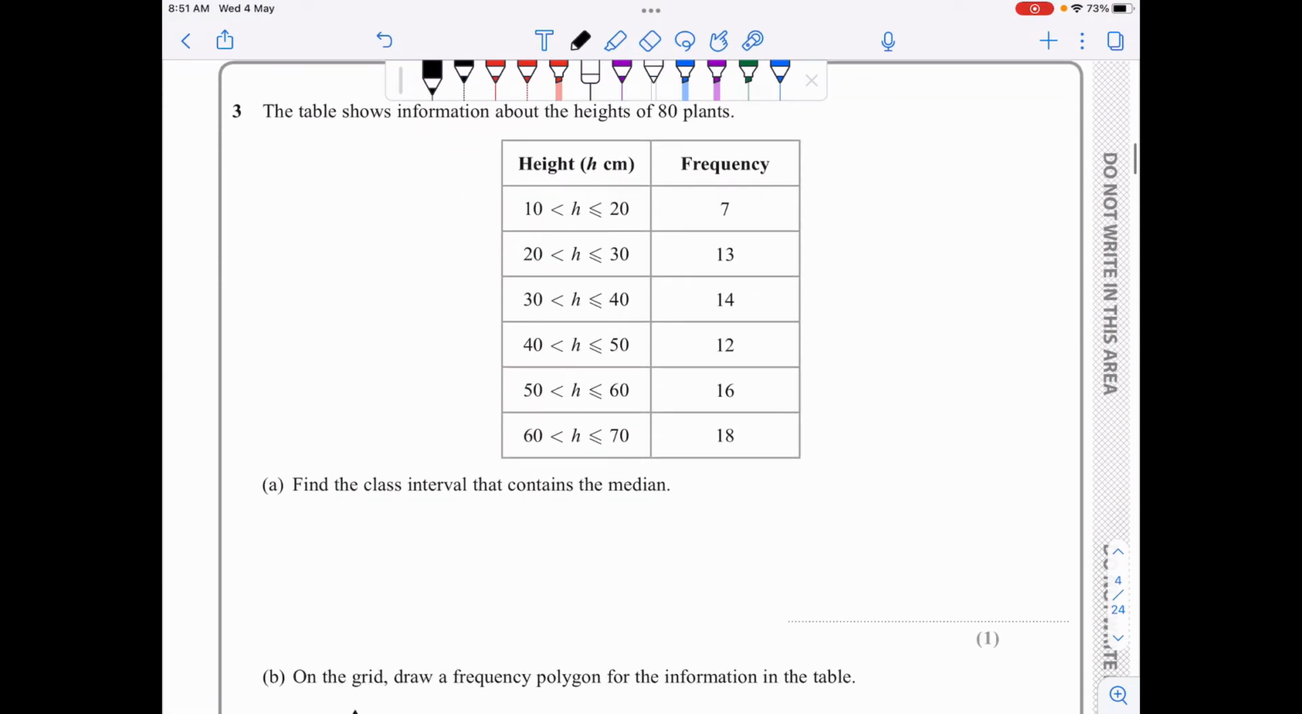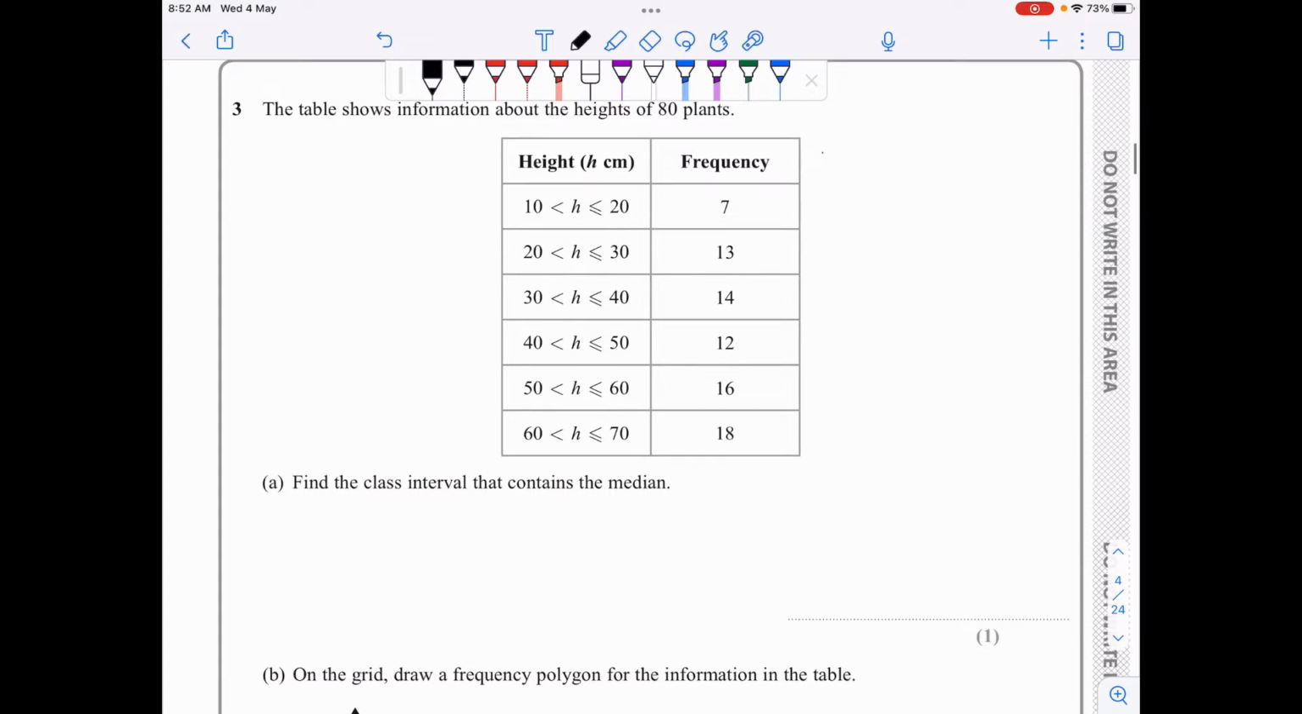In question 3, it's the height of 80 plants, and we need to find the class interval that contains the median. It's always a good idea in these cases to start by adding an extra column of cumulative frequencies, which really is a running total. So I've got 7 people between 10 and 20. I've got 20 people up to 30. I've got 20 plus 14, 34 people up to 40, 46, 62, 80.